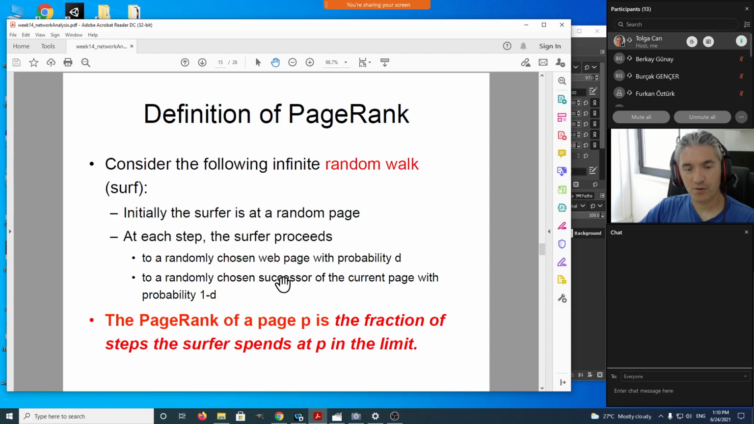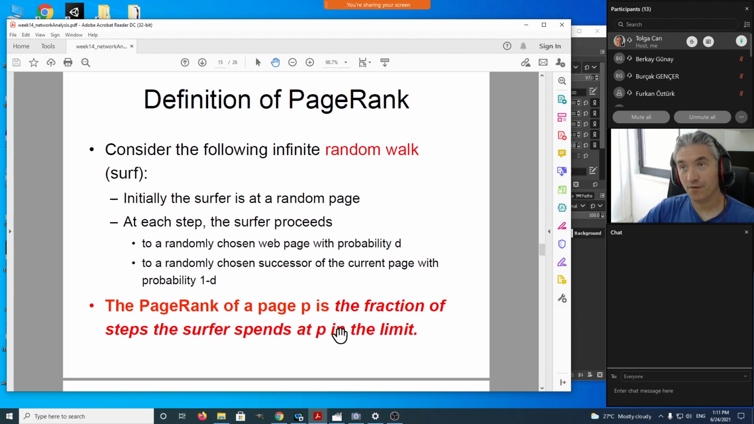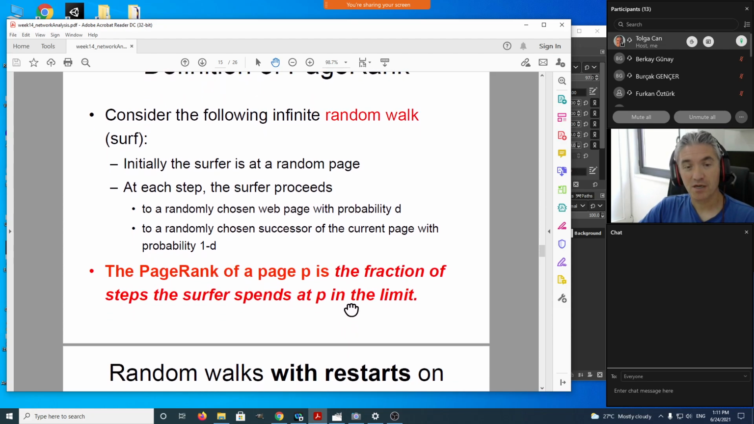Here, the importance of a web page is defined as the fraction of steps the surfer stands at the page in the limit. This means that if you continue surfing for many time steps, the ratio of visits to a page during this simulation is proportional to its importance, because more important pages are linked by other nodes, so they are going to be visited a lot. Therefore, this is how this simulation is used.